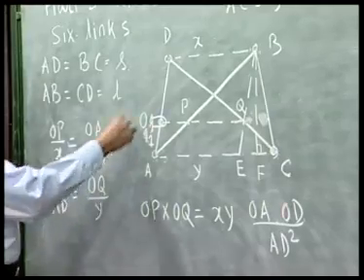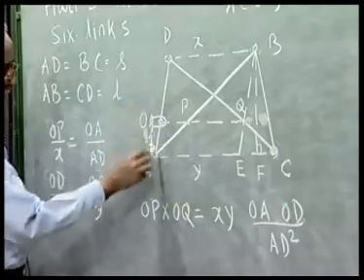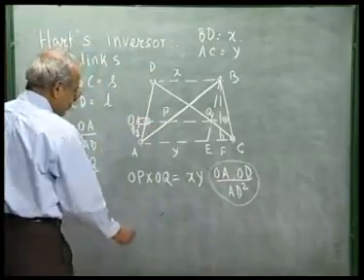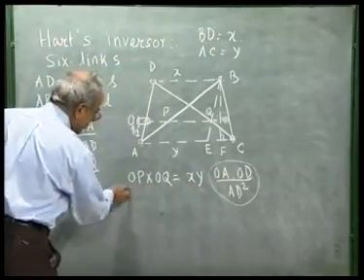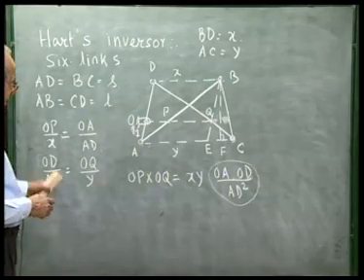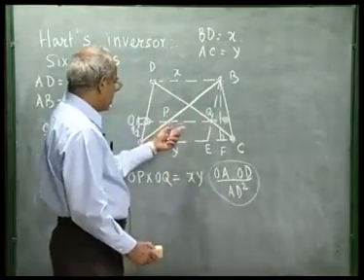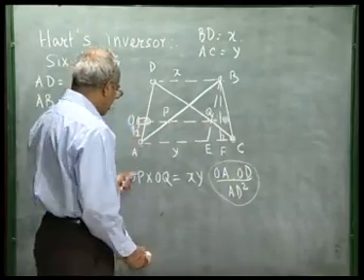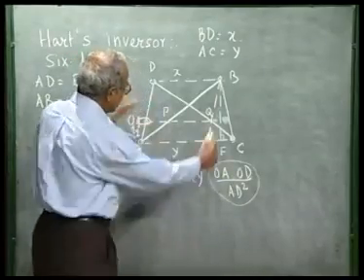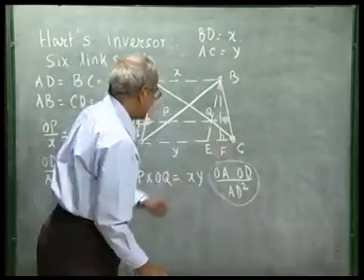Now, in these expressions, as you see, when this figure is deformed, the link lengths OA, OD or AD never change. So, this factor is a constant. So, if we can show that XY remains constant, that will imply OP into OQ also remains constant. So, to maintain the second condition of inversion, that as these points P and Q move, not only does the line PQ pass through O, but the distance OP into OQ remains constant, will hold good only if I can show that whenever this figure is deformed, this product XY, that is BD into AC, remains constant.